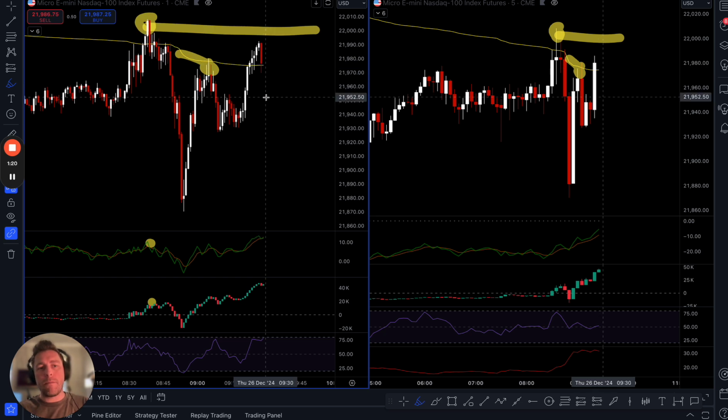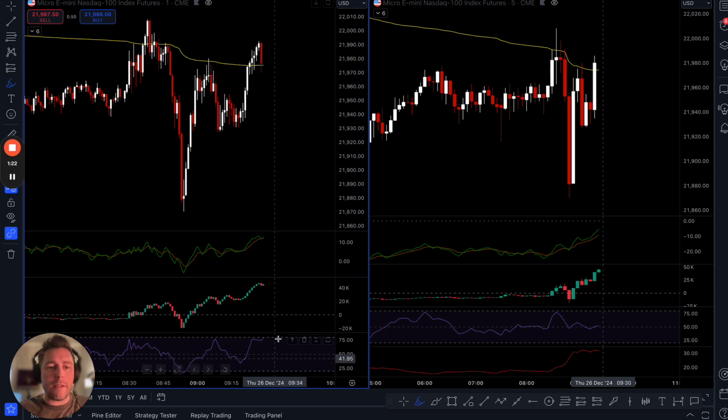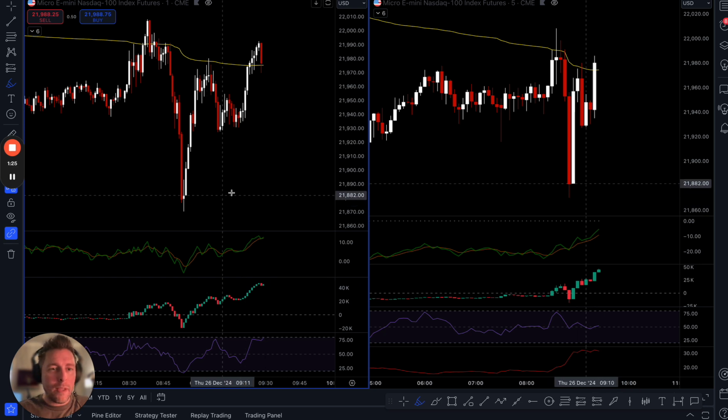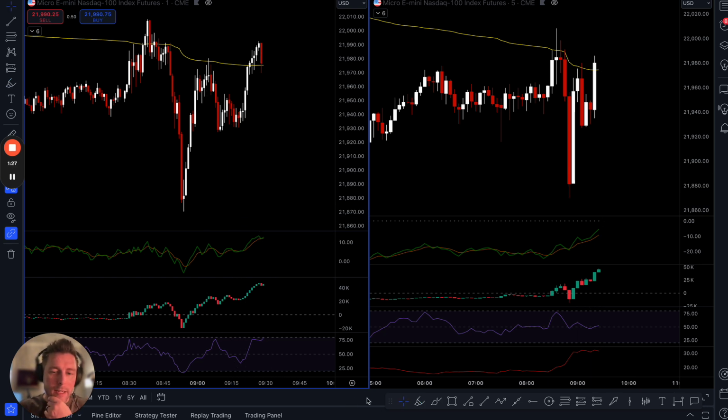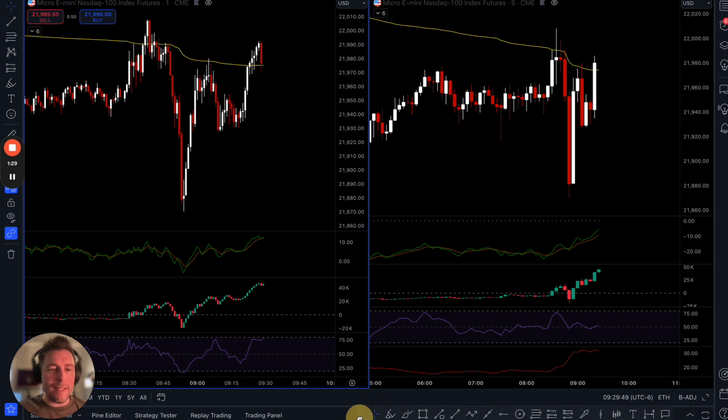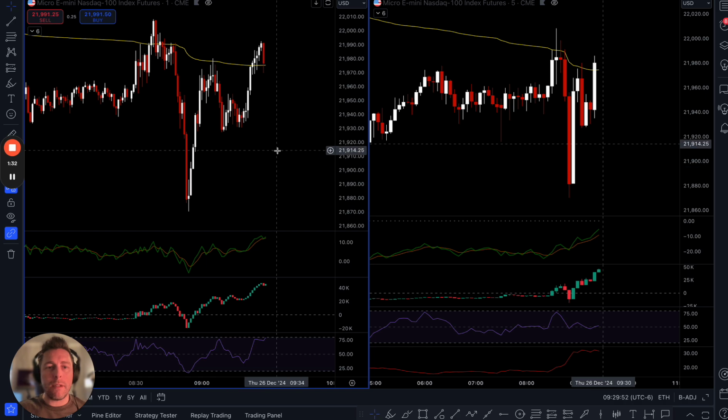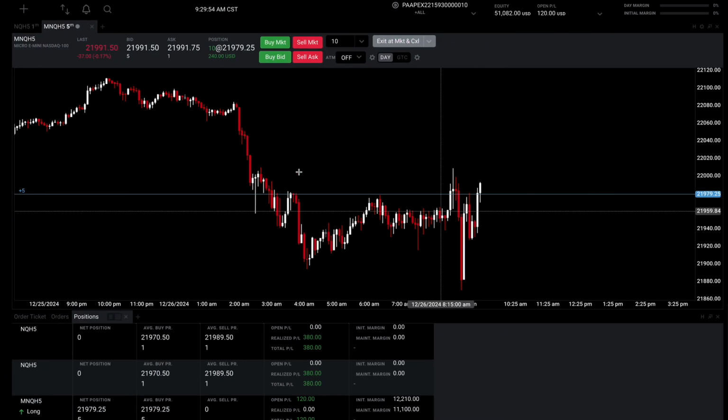So what I'm doing is just pretty much taking that trade based on these two indicators lining up. And so, yeah, that's sort of the reasoning behind the trade. It's not really rocket science, but the risk management is very important. So let me show you the trade real quick.